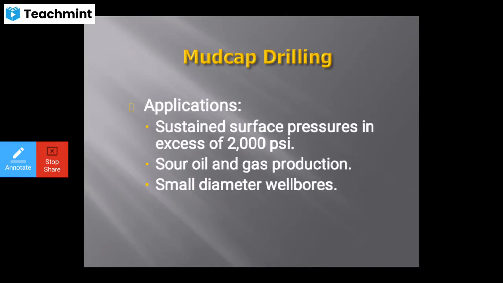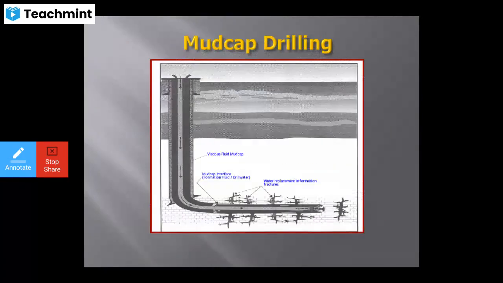So the sustained surface pressure in excess of 2000 psi, the sour oil and gas production, and the small diameter well bores are utilized in the mudcap drilling. So you can see the well diagram. So the viscous fluid mudcap. So you can see the mudcap interface, formation fluid and drill water, then water replacement in formation fractures. So you can look at the well bore diagram of the mudcap drilling.